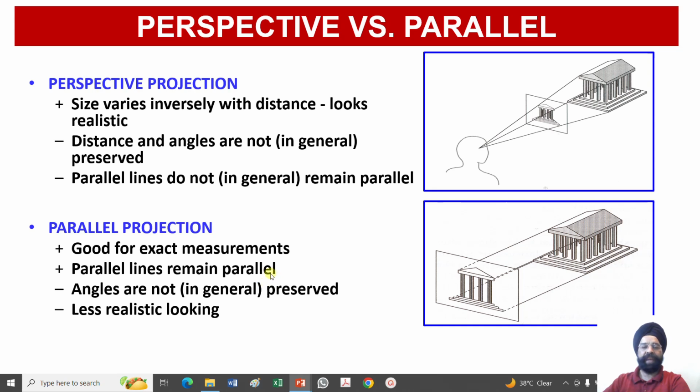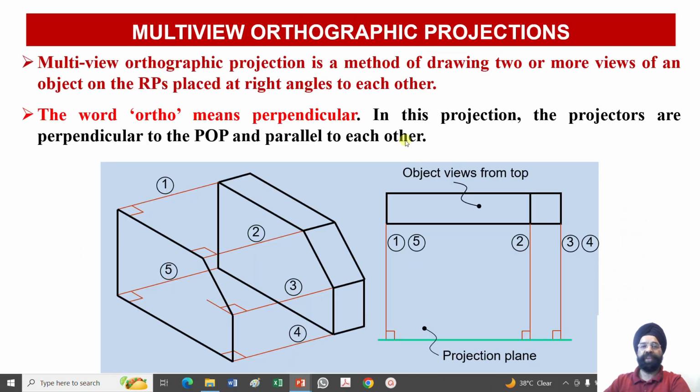Parallel lines remain parallel, and in certain cases when the faces are at some angle to the planes of projection, only then will the angles not be preserved. Otherwise, if this surface is parallel to the plane of projection, then this surface's true shape will always be obtained on the plane of projection.